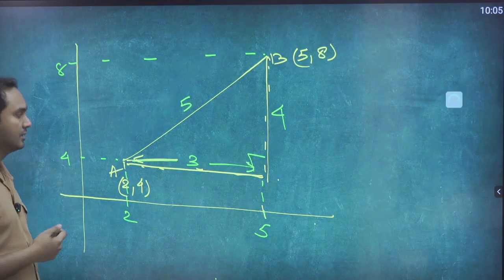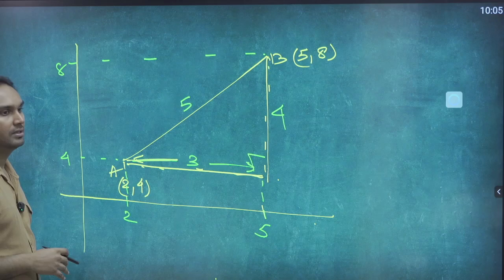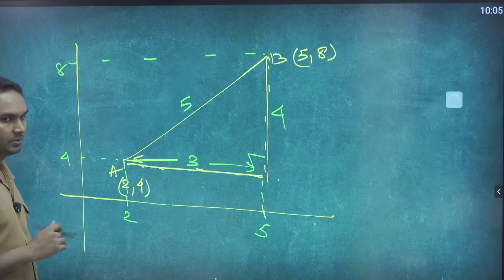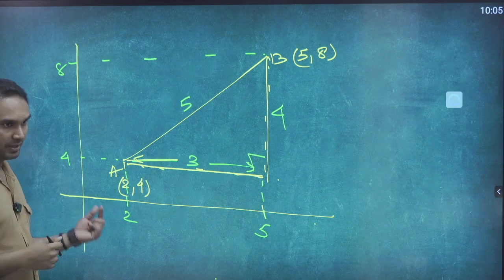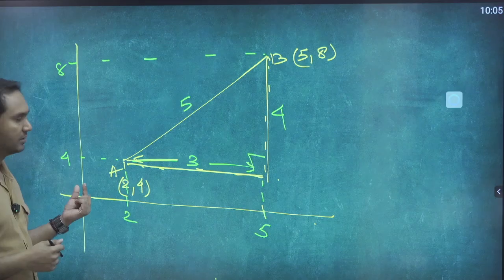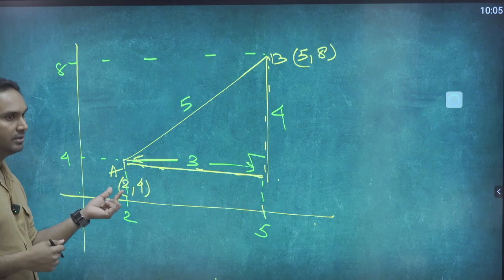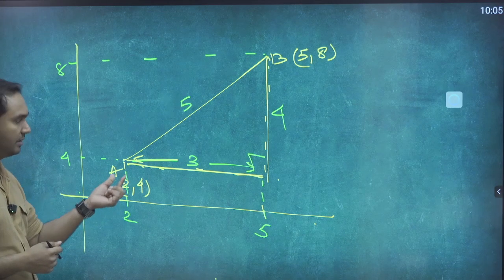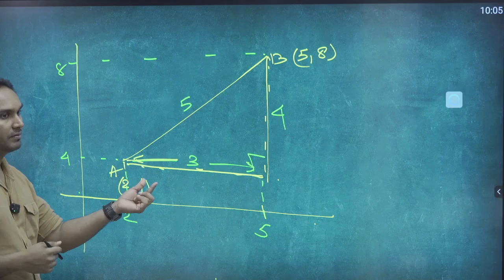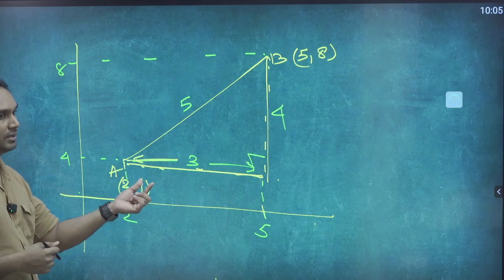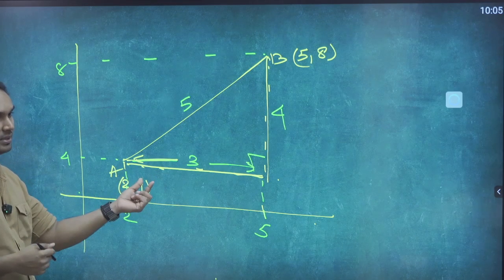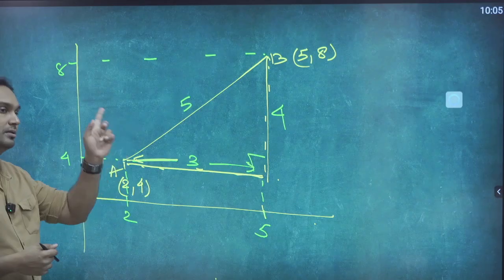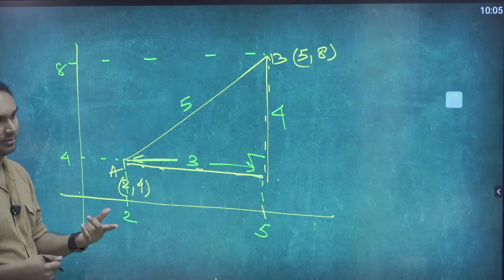But rather than doing it that way, just remember the equation. What do you do in the equation? You take the difference of x coordinates in the two of the points and the difference of the y coordinates in the other point, and you square it, add it, square root it, right?